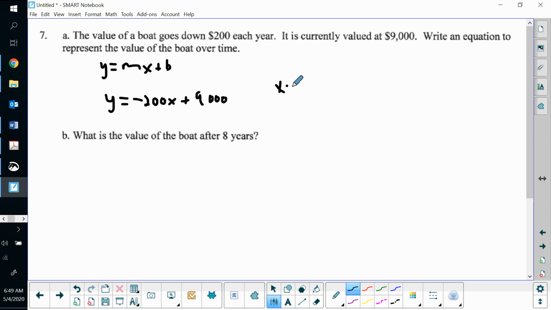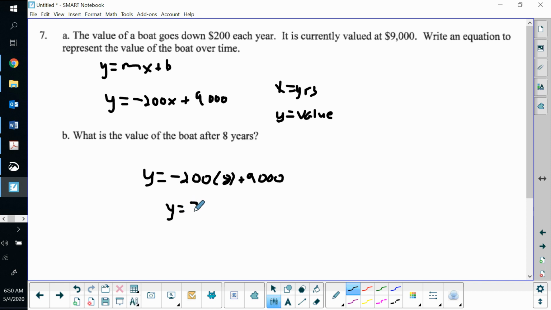We don't have a calendar year this year, so x is just years, and y is our value of the boat. And we have what is the value of the boat after 8 years. So years was our x. And when we sub that in, we'll get 7,400. And our units is just your dollars.